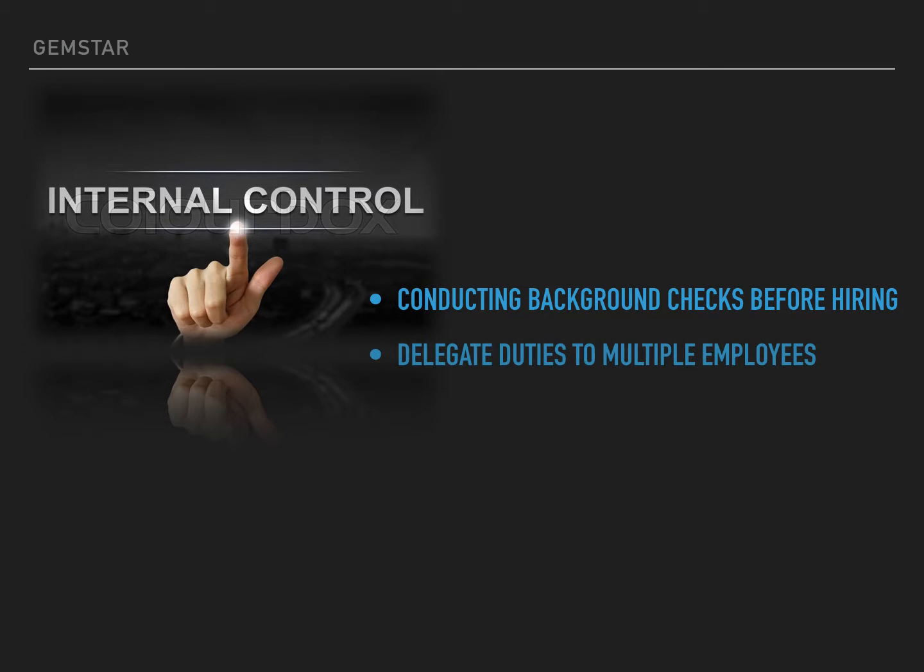Second internal control is delegating duties to multiple employees. This will separate both financial and business duties to members of the executive team. This will hold accountability and prevent one person from holding a lot of power. This will eliminate the temptation of one employee committing fraud by having all the responsibility.